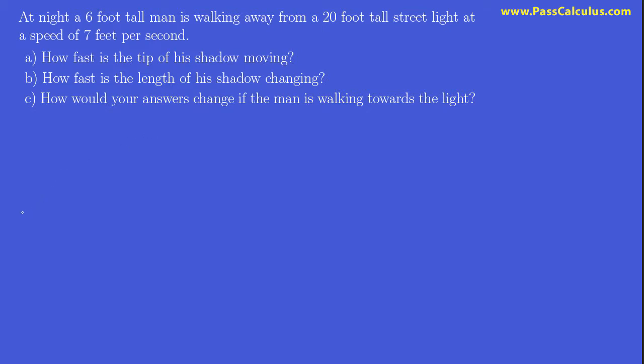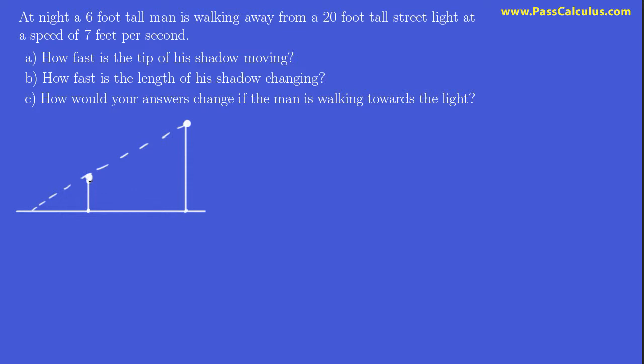Let's say that this is the ground. And here's the light post. This is the light right here. Let's say the man is located here. This is his head. This is his feet. This is the base of the light post. The light is going to be emitting light rays like this. I kind of missed his head there. I'll fix that in a second.